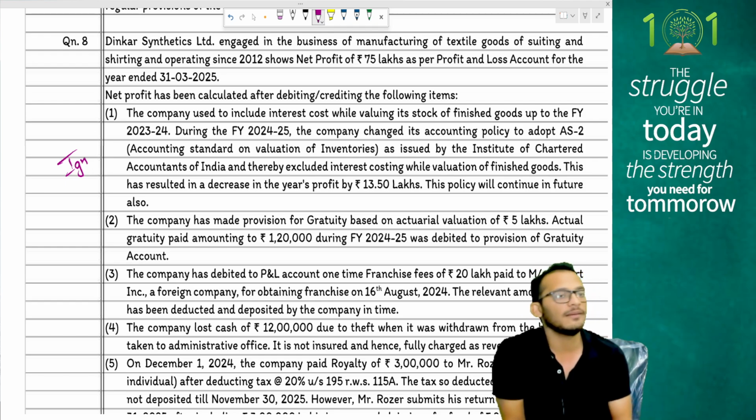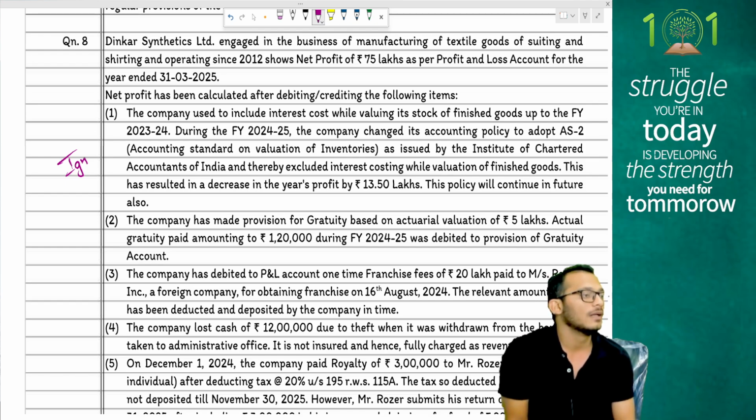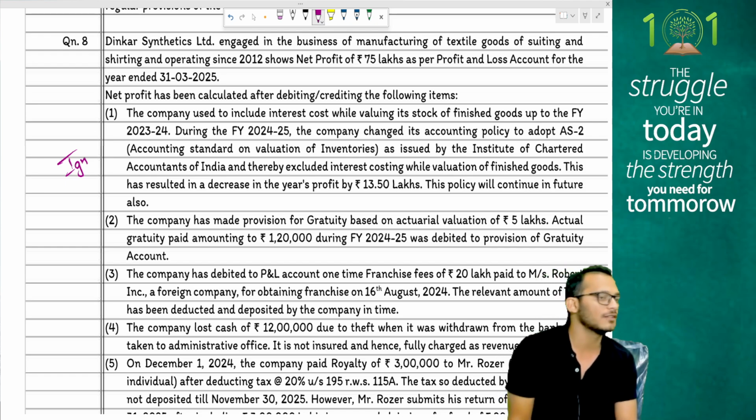So they are saying I have changed the method. Because I have changed the method, I am having a reported net profit of 13.5 less this year. Are you okay with me showing this much less, or do you want me to go back to my old policy? I'm okay because I'm following ICDS 2, so I don't have a problem. Change in method of accounting is always permissible. That's not an issue.